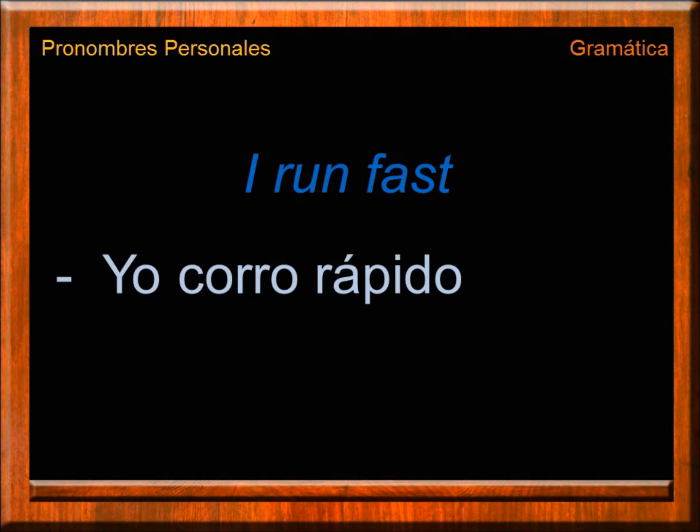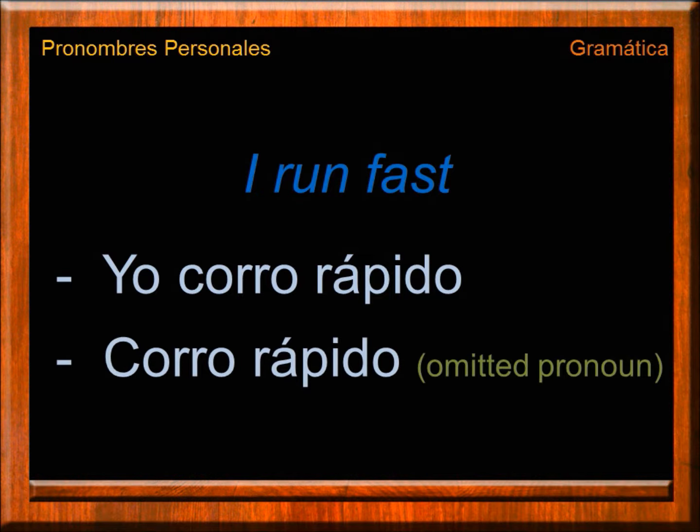To wrap up, it's important to note that the common practice in Spanish is to omit the pronoun from a sentence. For example, the phrase I run fast could be translated into Spanish as yo corro rápido, where yo is the equivalent to I, but it could also be translated without the yo as corro rápido, where yo is actually omitted. This last way of conjugating is the more common one, in both spoken and written Spanish, and is just as valid.